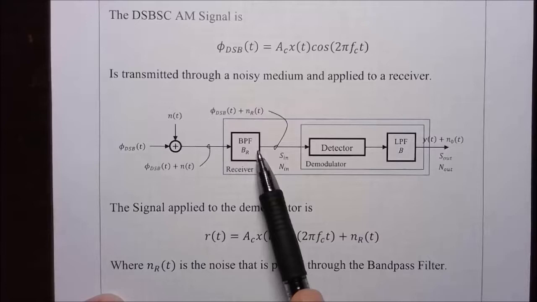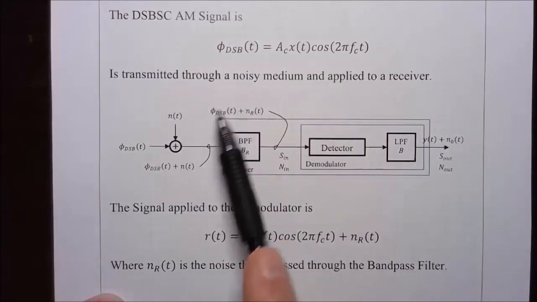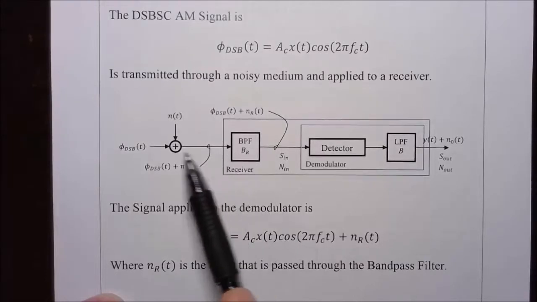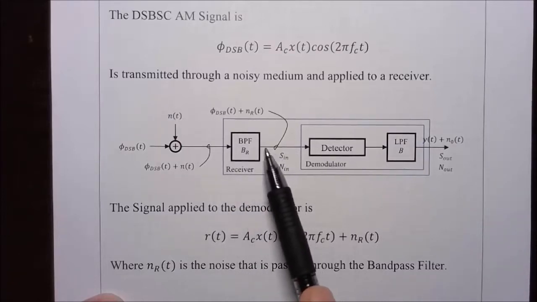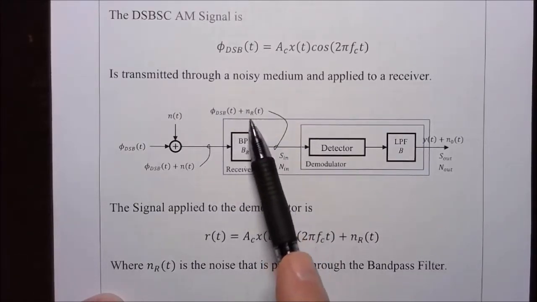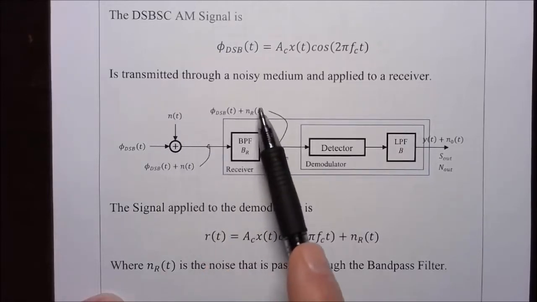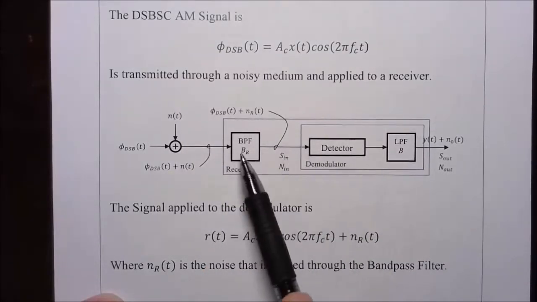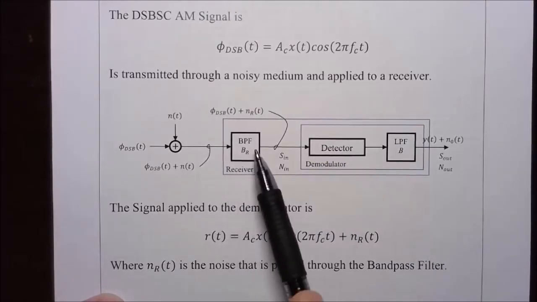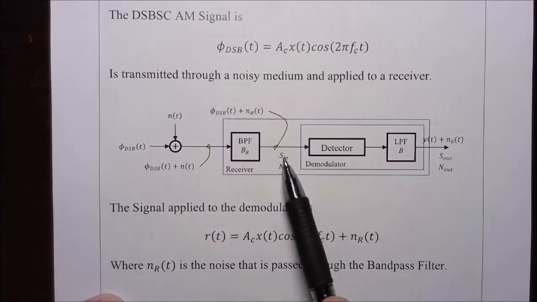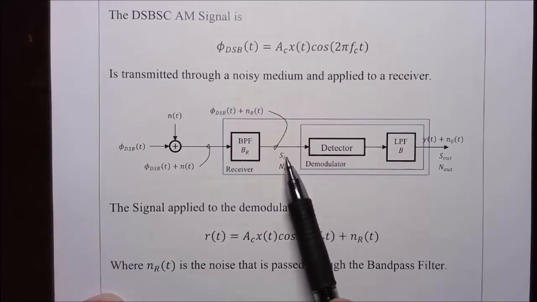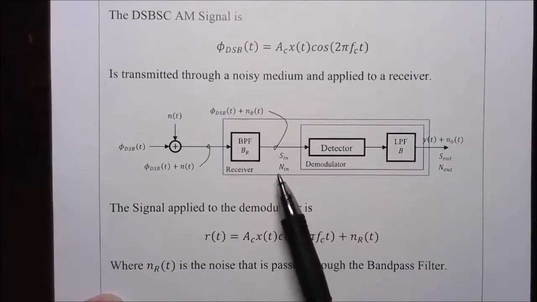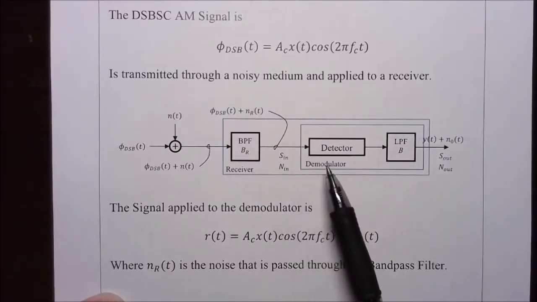And the signal that comes out of this bandpass filter will be the modulated signal. This filter is designed to isolate the spectrum of this double sideband AM signal, and it passes that through, and it also passes a portion of the additive noise, that portion of the noise that falls in the bandwidth of this bandpass filter. So now we have signal plus noise into our demodulator, our detector. So we can investigate the signal power into the demodulator and the noise power into the demodulator.